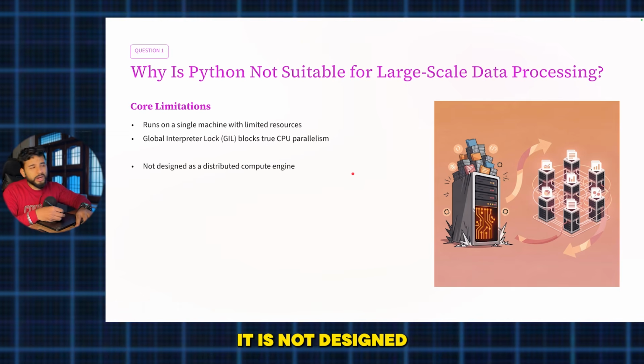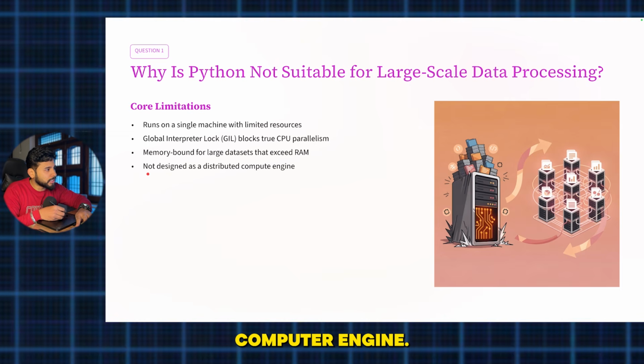Next thing is it is not designed for a distributed compute engine. Whenever we talk about Python, we talk about different kinds of ecosystems and technologies, like Hadoop, PySpark, Apache Spark, or Iceberg. Why do we talk about those things? Because Python doesn't support a distributed compute engine.